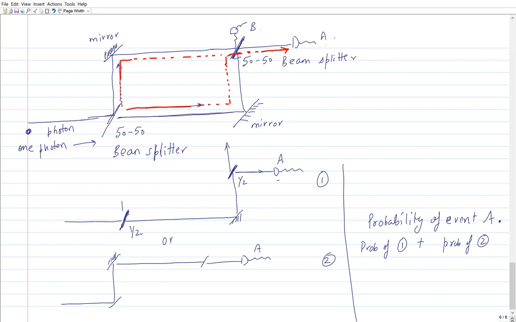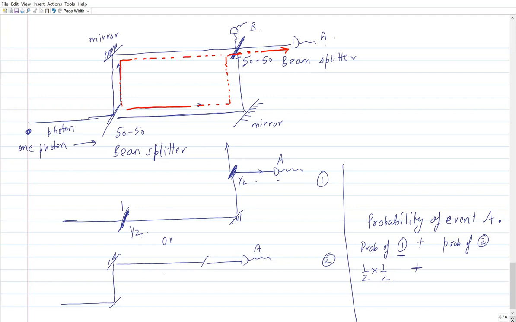So the probability of event 1 is going to be 1 upon 2 times 1 upon 2. Both this process and this process have to occur for 1 to occur. For 1 to occur, the photon has to pass through the beam splitter. That has a 50% probability. And then over this beam splitter, it has to get reflected. That is again 50% probability. So when I have a process that can be broken down, then the probabilities of this event and this event are multiplied.